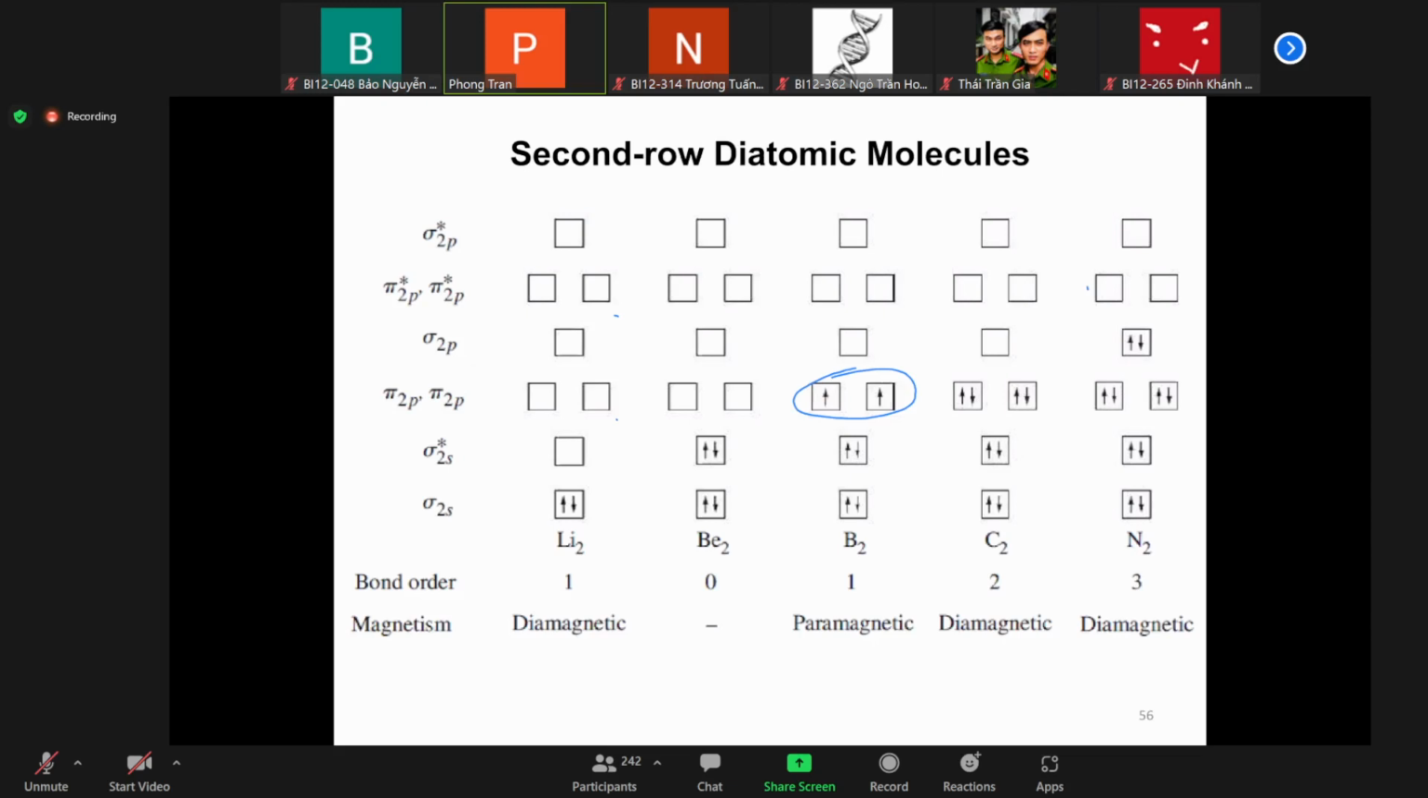For carbon, C2, you have all electrons paired. The bond order is equal to 2. The compound is diamagnetic because the total spin equals 0. For nitrogen, the bond order becomes 3, because you have in total 6 electrons in the bonding molecular orbitals and 0 electrons in the anti-bonding orbitals. All electrons are paired, so you have a diamagnetic species. So you see that nitrogen is diamagnetic, right? Remember, oxygen is paramagnetic, with the total spin not equal to 0.